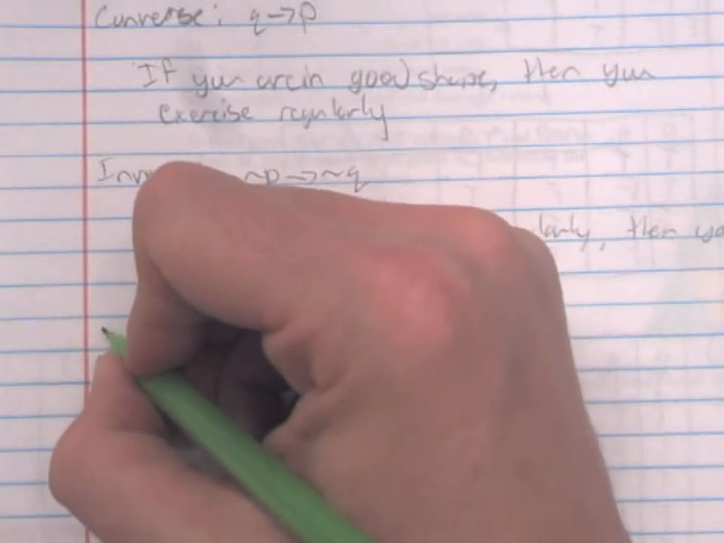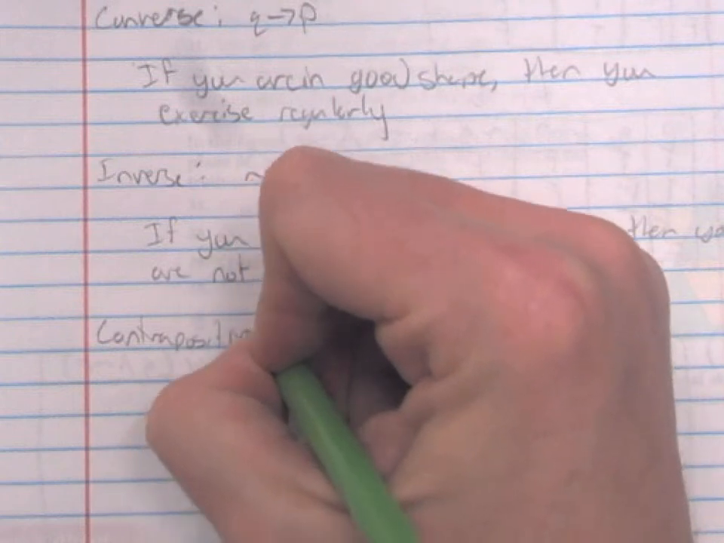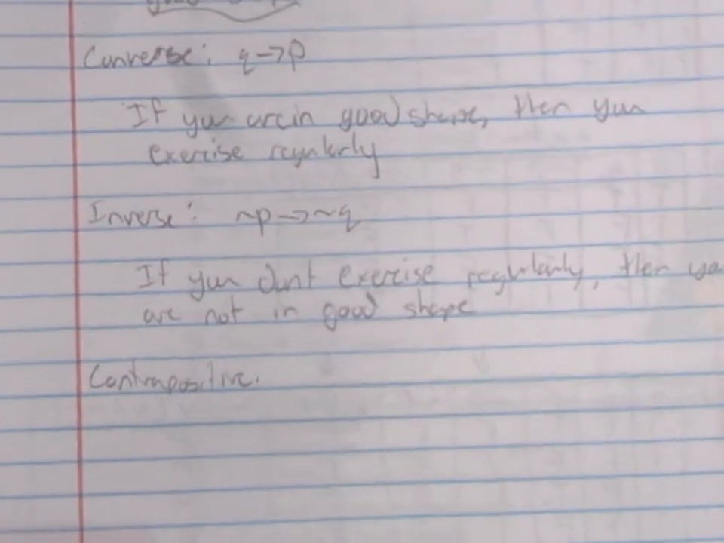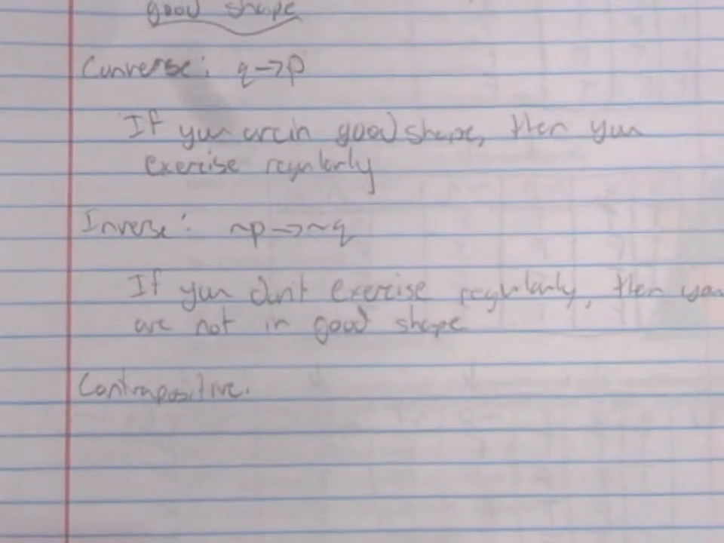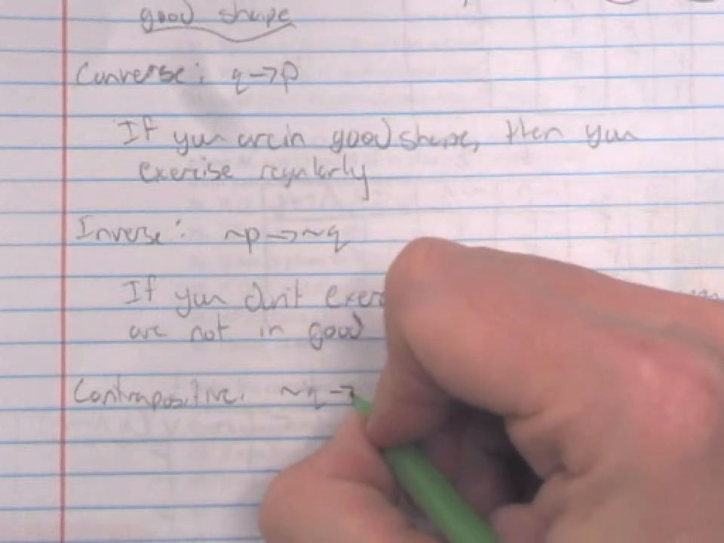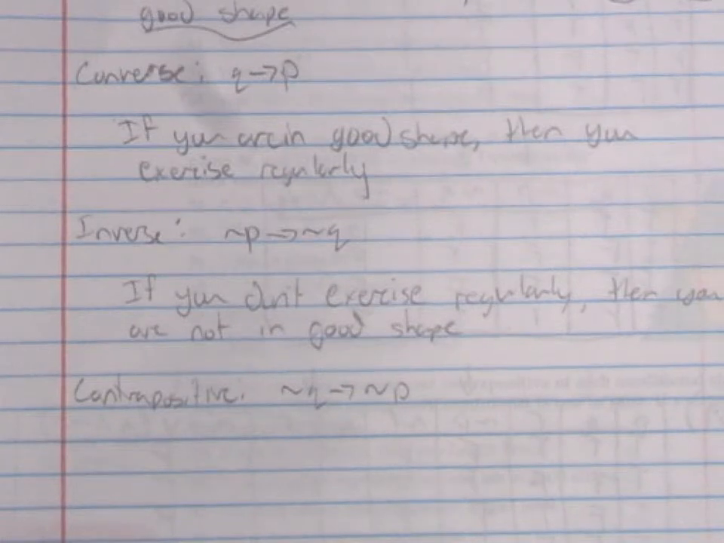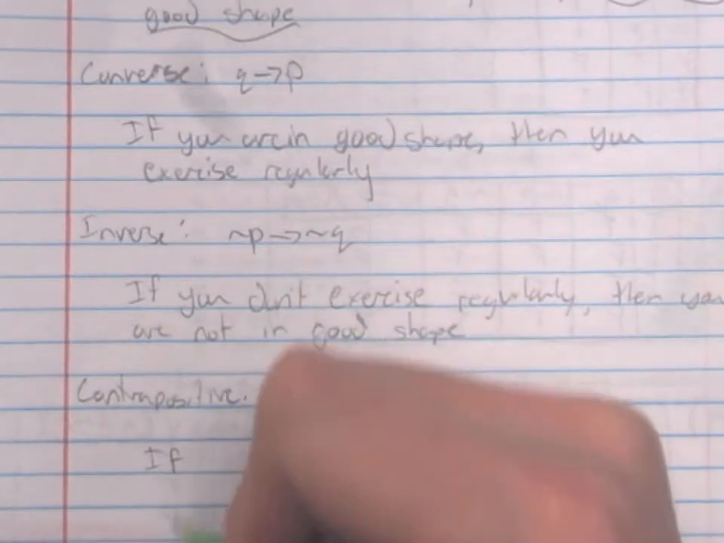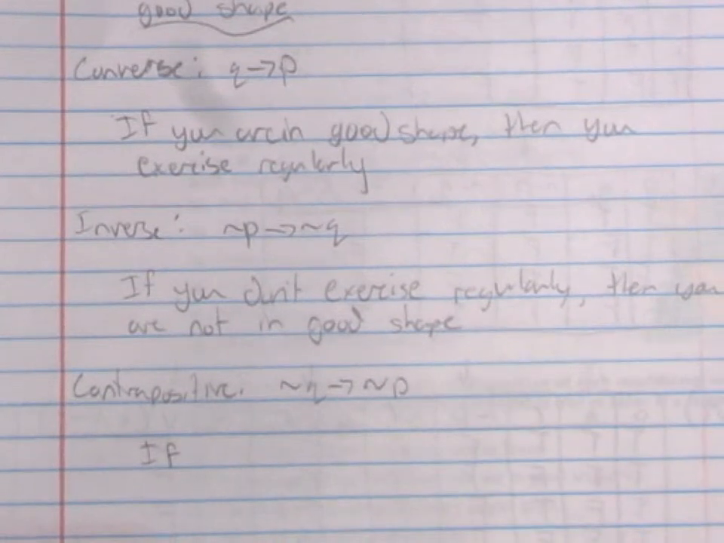Then we have the contrapositive, which essentially is doing both the inverse and the converse at the same time. So it's either the converse of the inverse or the inverse of the converse, however you want to think about it. Basically, we're going to negate both statements, and we're going to switch the order as well. So not P implies not Q, or if not Q, then not P.